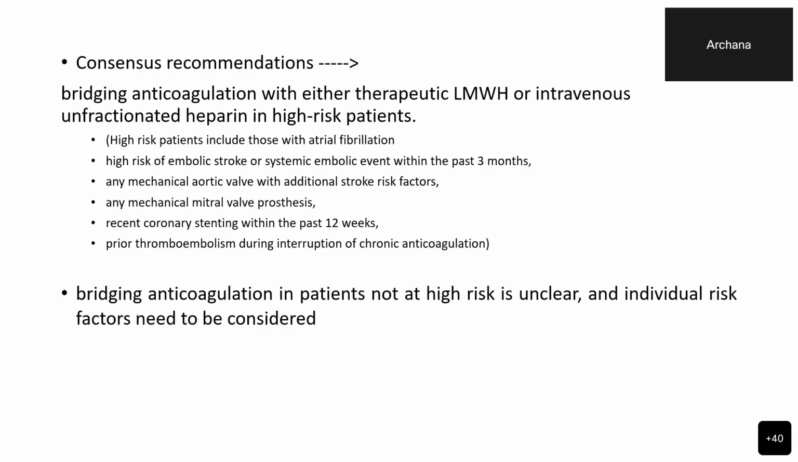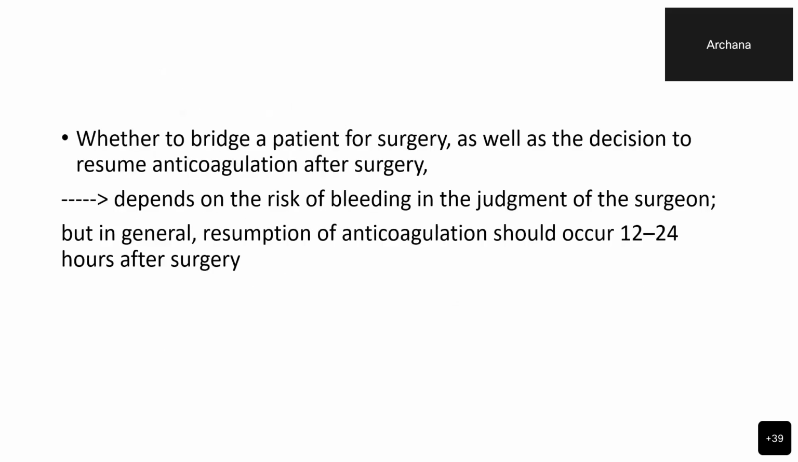So the recommendation for bridging is bridging anticoagulation with therapeutic low molecular weight heparin or intravenous unfractionated heparin in high-risk patients, those with atrial fibrillation or risk of embolic stroke or systemic embolic events within the past 3 months, or mechanical aortic valve, mechanical mitral valve prosthesis, etc., or recent coronary stenting, etc. Bridging anticoagulation in patients not at high risk is unclear, and individual risk factors should be considered.